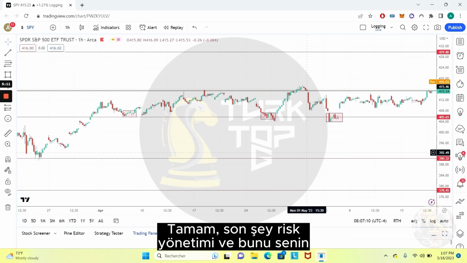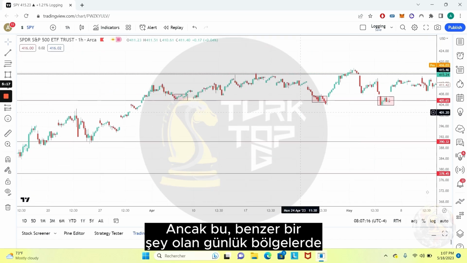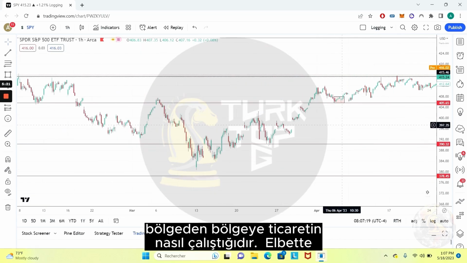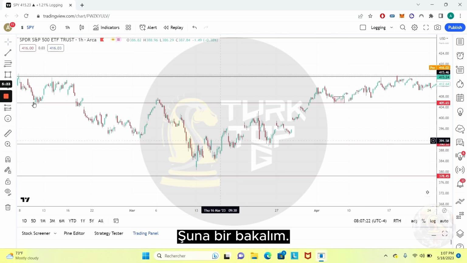Okay, the last thing is risk management, and that you have to figure out on your own. I can't do that for you. But this is how zone to zone trading works on the daily zones. Similar thing. All right, let's look at this.